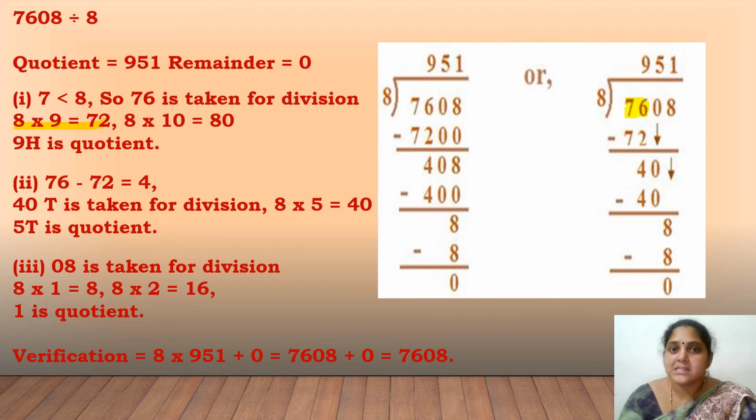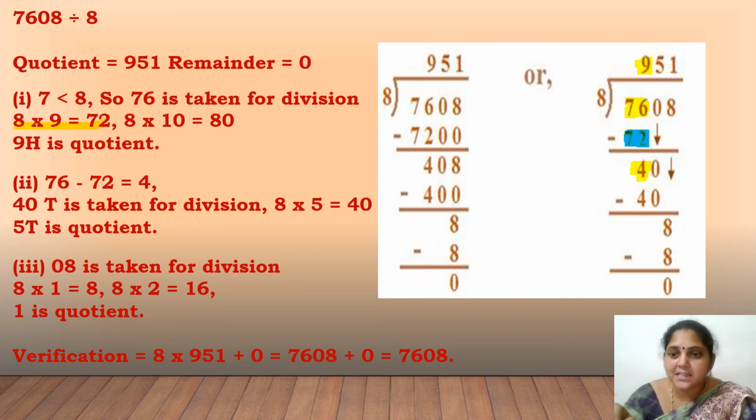8 nines are 72. So you have to write 9 on top of the hundreds place because you have taken the number from the hundreds place and you are dividing. Write the number 72 down. Now 76 minus 72, what will be your answer? 4. Now 4 is also less than 8. Now what do you have to do? You have to bring down the number in the tens place.